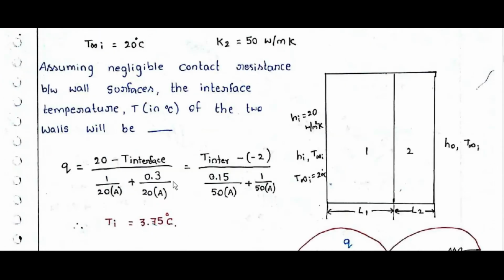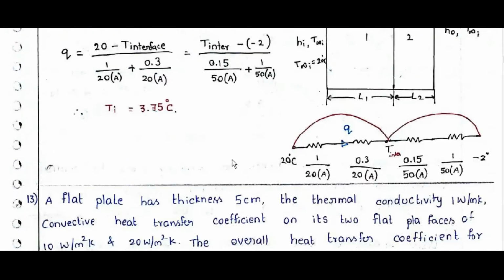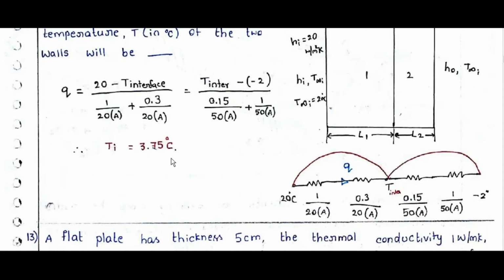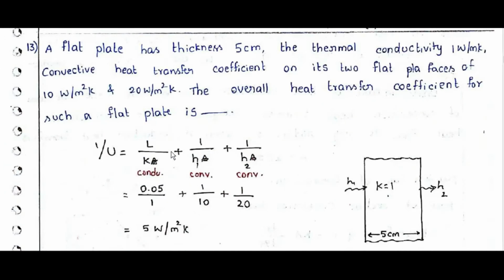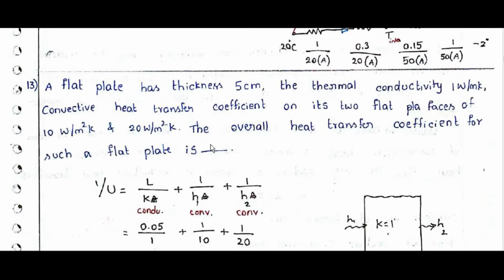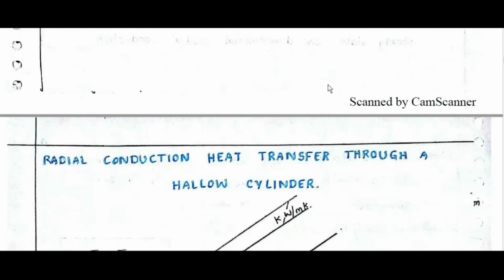One more question with K1, K2. Here also same, draw the circuit. T interface was asked. Equate Q. Then we can get it. Here overall heat transfer coefficient is used. 1 by U is equal to L by K plus 1 by h1 plus 1 by h2.